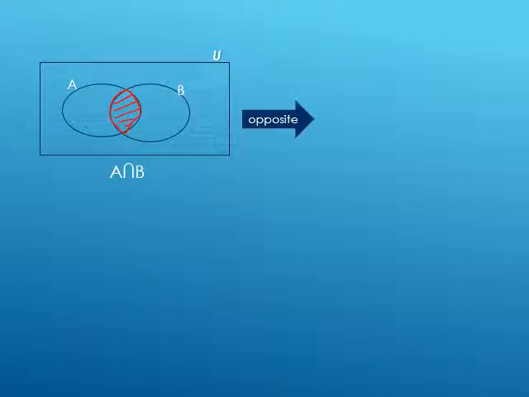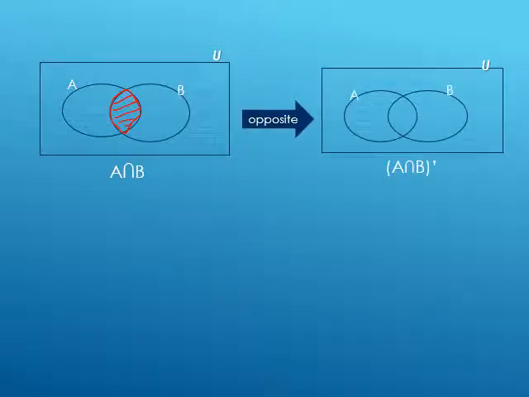Now next one, opposite of A intersection B. This is whole complement of A intersection B. It means that now you are going to shade the area what is opposite of this. The overlapping area, this is A intersection B. And its complement means that not A intersection B. So shade the area but is not shared.